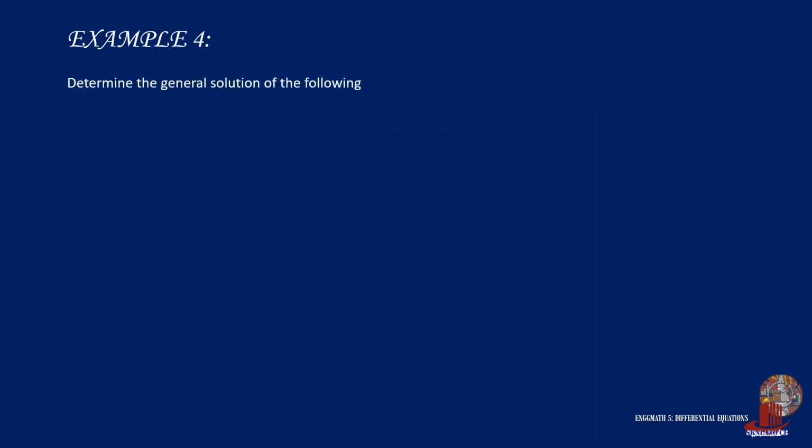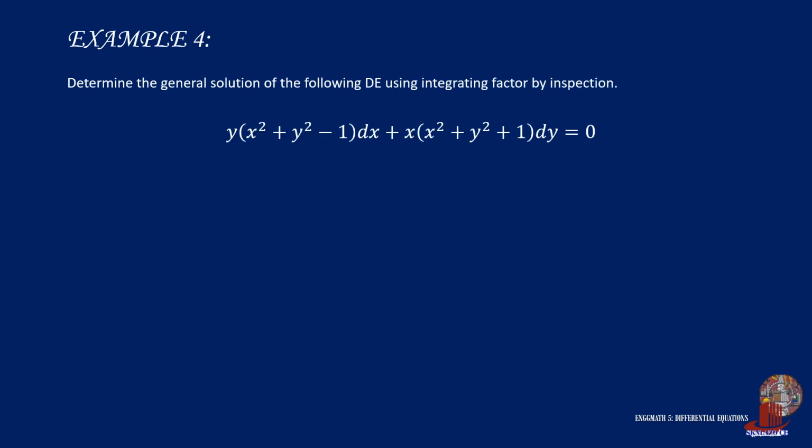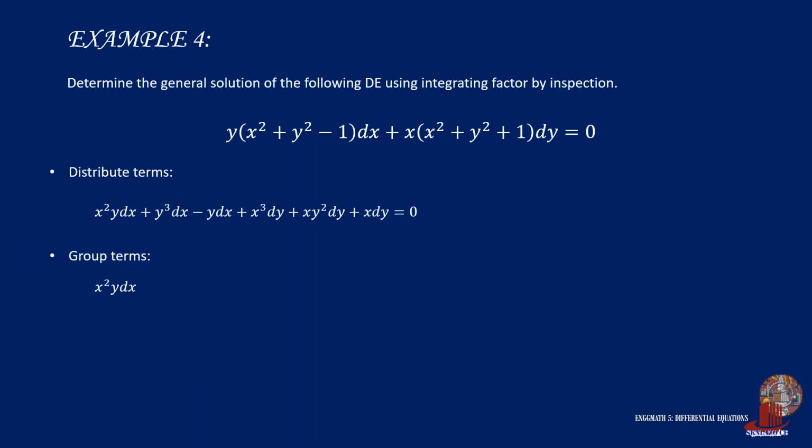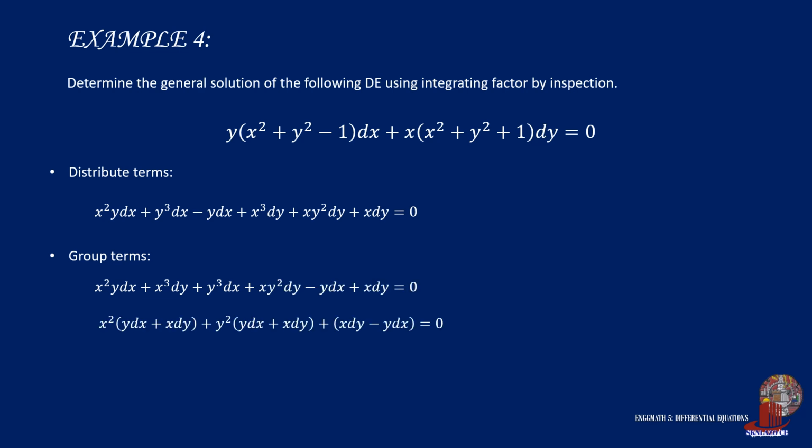Let's check the last example with the differential equation of y times the quantity of x squared plus y squared minus 1 times dx plus x times the quantity of x squared plus y squared plus 1 times dy is equal to 0. First, distribute terms to simplify the structure of each term, and then group the terms most likely to give the common differential we are focusing on. Then transform the equation to exact differentials.